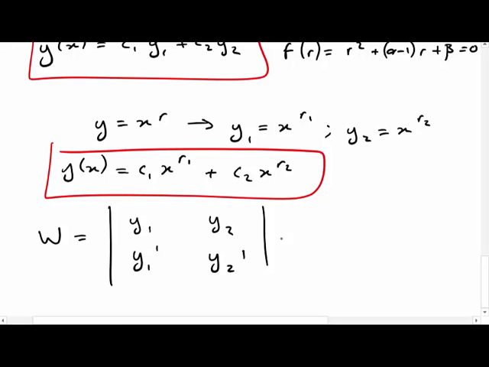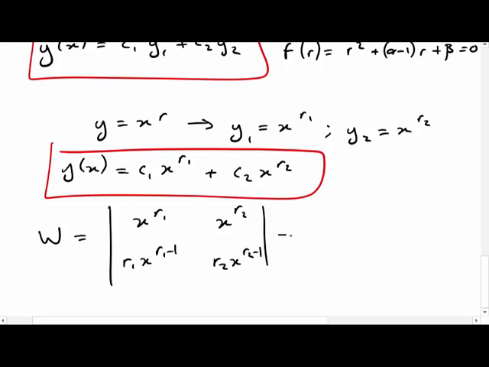So let's just plug in our y1 and y2. Y1 is x to the power of r1, and y2 is x to the power of r2. Then just differentiate. We end up with r1 times x to the power of r1 minus 1, and r2 times x to the power of r2 minus 1. Literally just differentiate that.